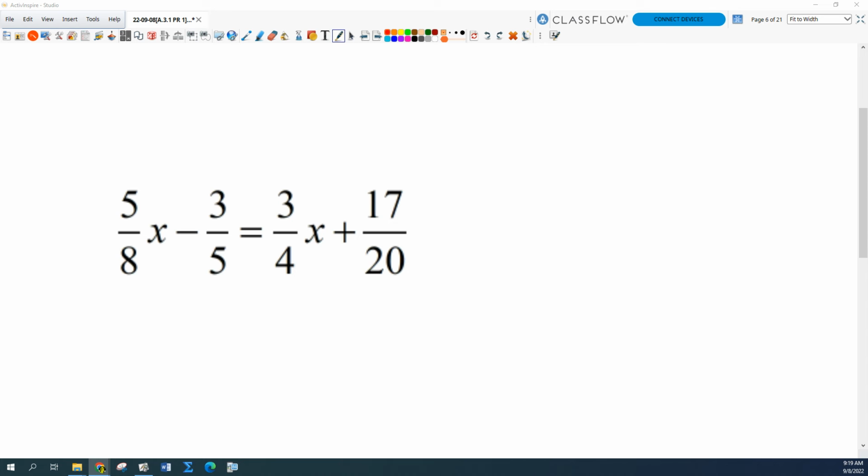20, well, let's check it. 20 works for 20, it works for 4, it works for 5. Does 8 divide evenly into 20? No, so it's not 20. What is it?